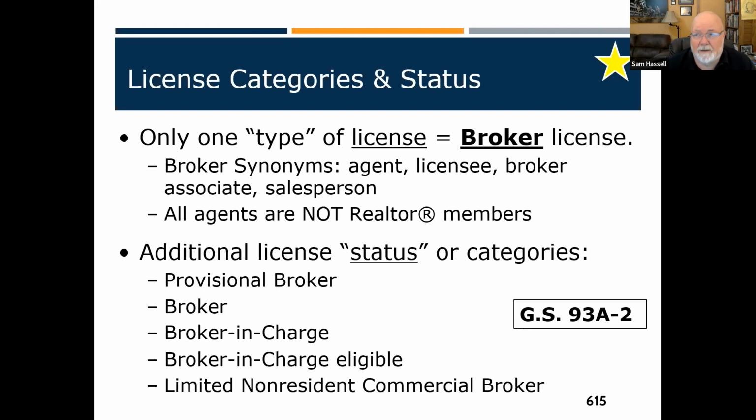2 years. So I've been working as a broker for 2 years. I finished my provisional license. I did all my classes. I've got 2 years of experience. I want to go out on my own. I want to start my own company. Well, what I'm going to do is I'm going to apply to the state after those 2 years. You got to have 2 years of experience. And I'm going to say to the state, Mr. Real Estate Commission, I want to be a broker in charge.